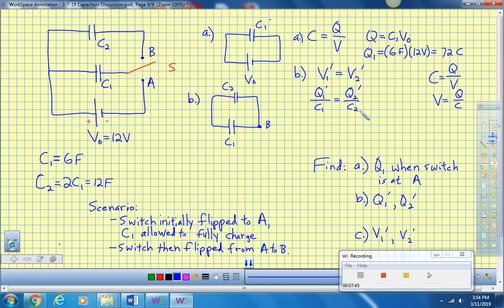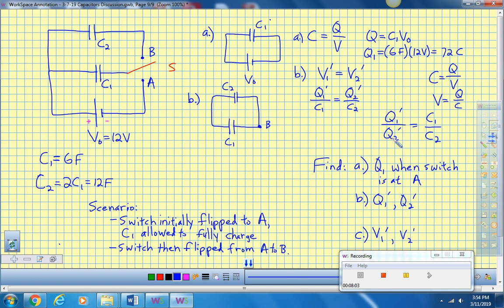The conceptual path says, let's do a little manipulation. If I put Q1 prime over Q2 prime, so I divided by Q2 prime, and if I multiply by C1, I get that the ratio of capacitance 1 to capacitance 2 has to equal the ratio of Q1 prime to Q2 prime.